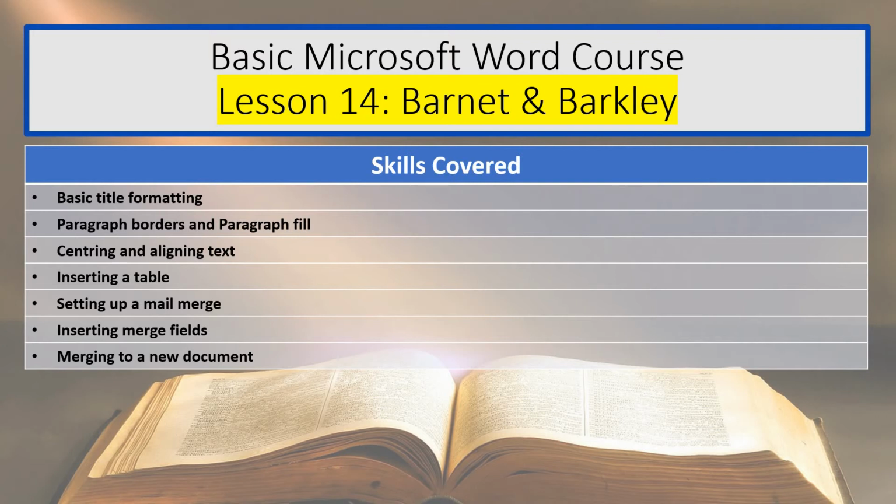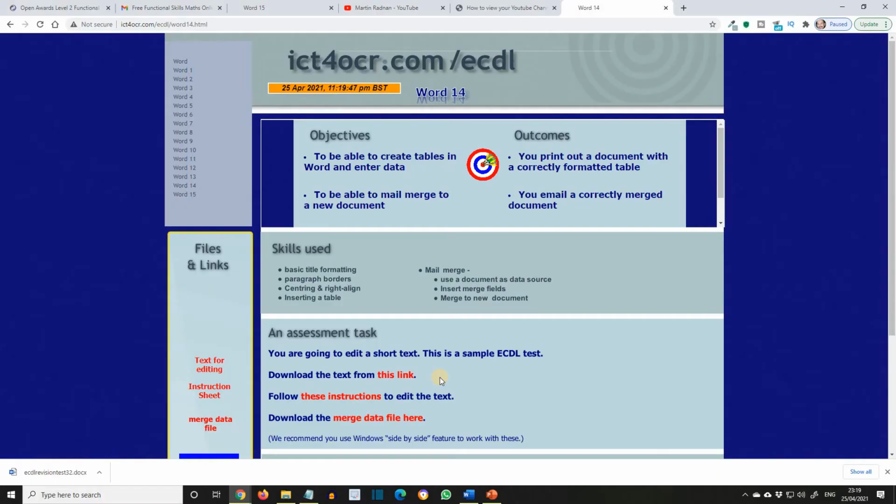During this task, the skills we're going to use include basic title formatting, paragraph borders, paragraph fill, centering and aligning text, inserting a table, setting up a mail merge, inserting merge fields, and finally merging to a new document. Okay, so let's get started.